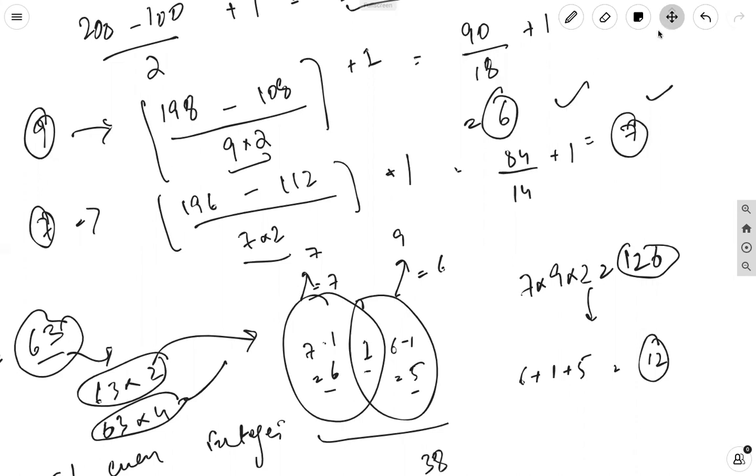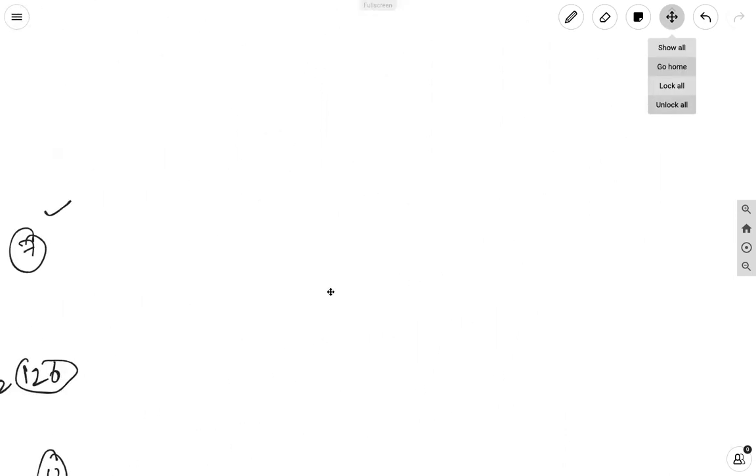Listen, don't do it this way. For example, I will ask you to approach it this way. First, consider from 1 to 200. How many multiples of 7 are there from 1 to 200?